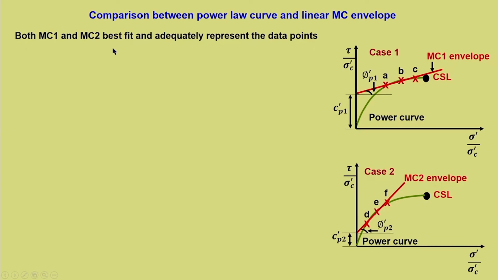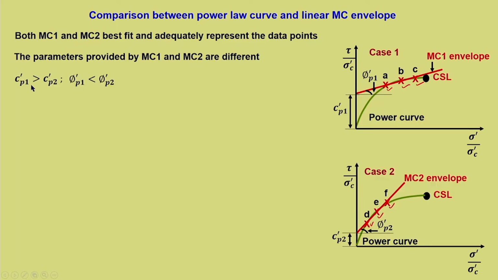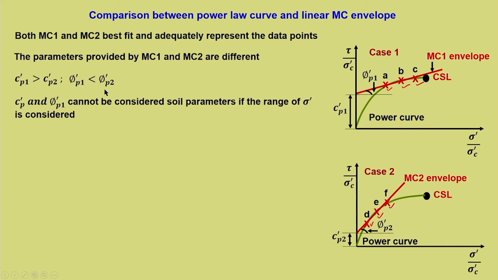Both MC1 and MC2 are best fits and adequately represent the data points. There is nothing wrong in representing this particular line because it adequately represents this particular range of data. It also represents this other range of data, but what matters is the range of sigma dash considered. That is why MC1 is practically different from MC2. The parameters provided by MC1 and MC2 are different: C dash P1 is greater than C dash P2, and phi dash P1 is less than phi dash P2.